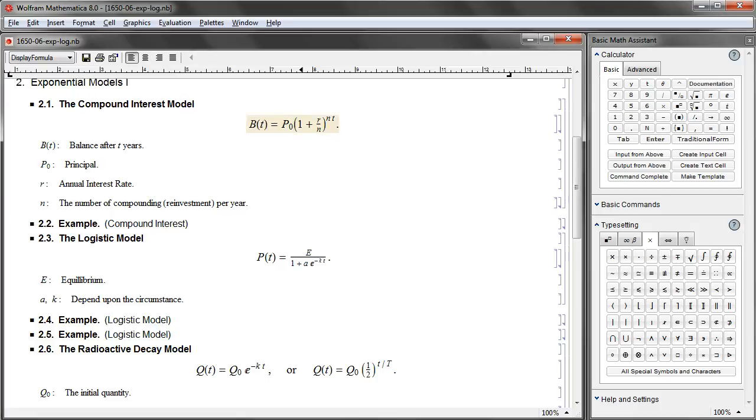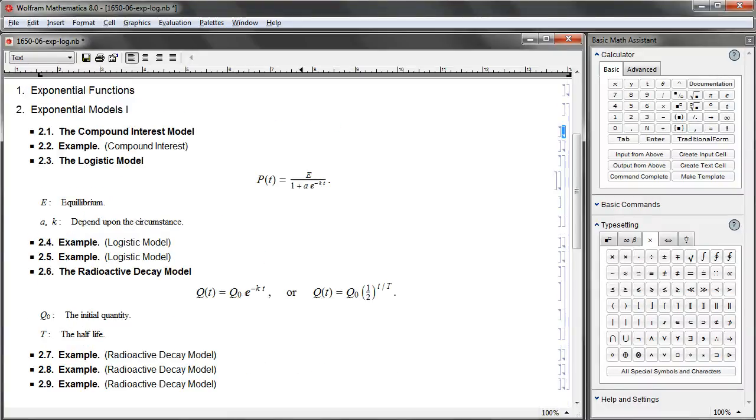Now what are these characters? B of t means the balance of your investment CD account. P0 is the principal that you invested initially, and R is the annual interest rate, and N is the number of compounding reinvestments each year. For example, if you purchase an investment CD account, then depending upon your contract, the money can be reinvested either once a year, twice a year, 4 times a year, quarterly, that's the most common, or 12 times a year, monthly. I've seen that one too.